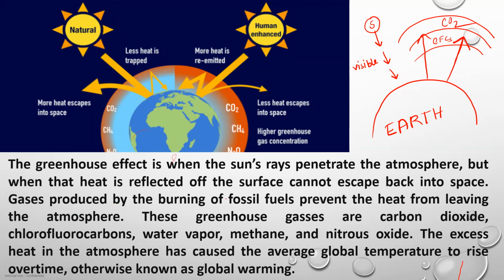Gases produced by burning of fossil fuels prevent heat from leaving the atmosphere. Fine. These greenhouse gases are carbon dioxide, chlorofluorocarbons, water vapor, methane, and nitrous oxide. All right. The excess heat in the atmosphere has caused the average global temperature to rise over time, otherwise known as global warming. All around the globe, this is happening. That is why we are calling it global warming.